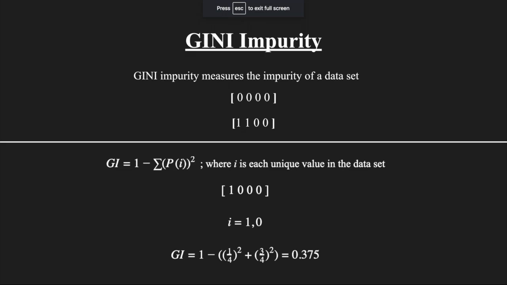The GINI Impurity measures how impure a dataset is. For example, the first dataset is completely pure because it only contains zeros. The second is less pure because now it contains two different numbers.